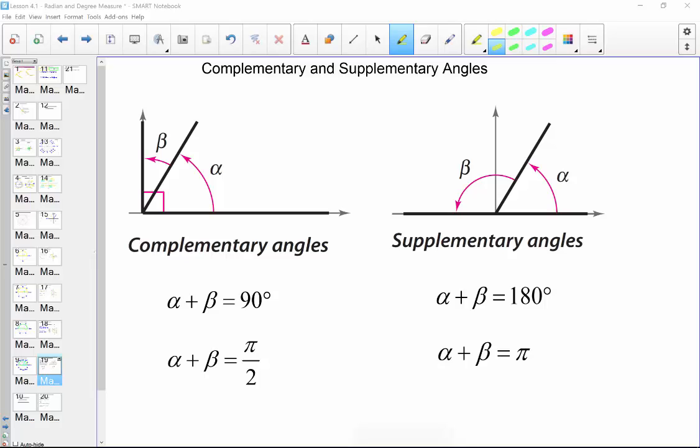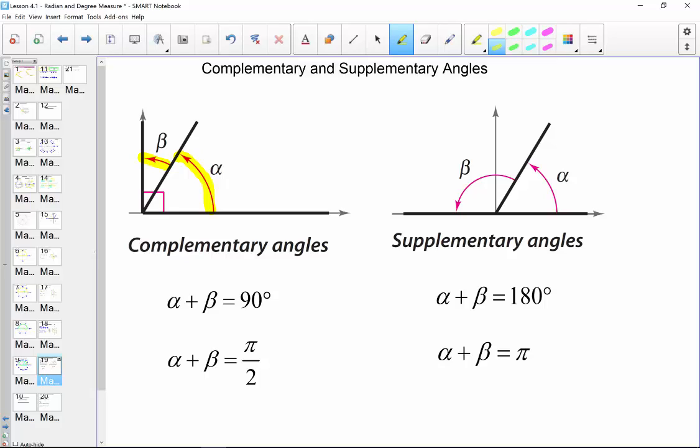Recall from your geometry class that complementary angles are two angles that sum to 90 degrees, or equivalently, in terms of radians, they're two angles that sum to pi over 2. If we look at the diagram, angle A plus angle B equals 90 degrees. It forms a right angle.